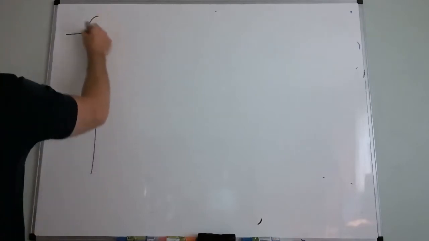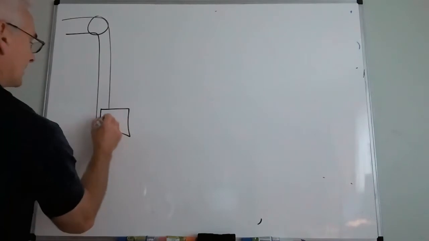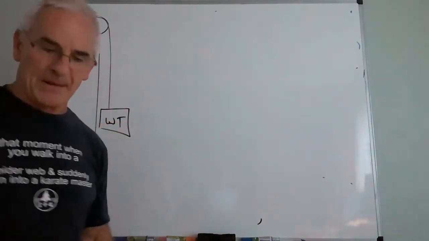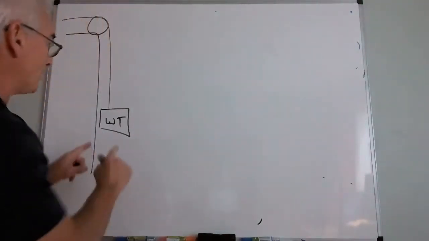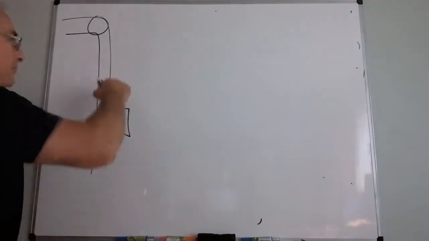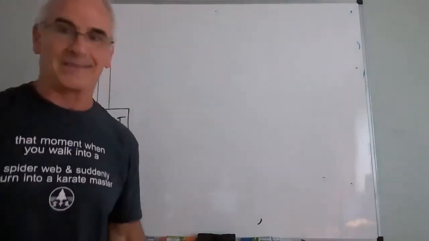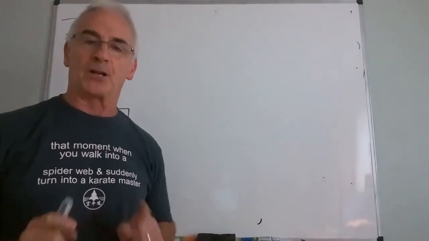Okay, here's a pulley, and here's a big old heavy weight. I'm going to put WT for weight. It could be a rock. I have a big old heavy weight right there, and I want to pull this up. But the problem is, the cable cannot be weightless. That doesn't make any sense. The cable has weight.